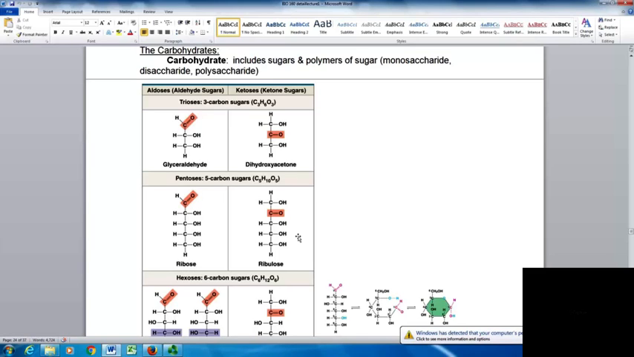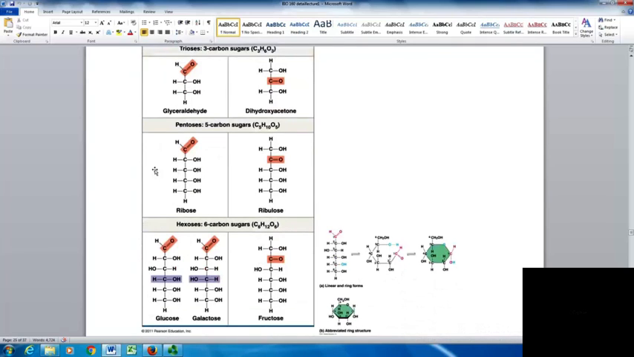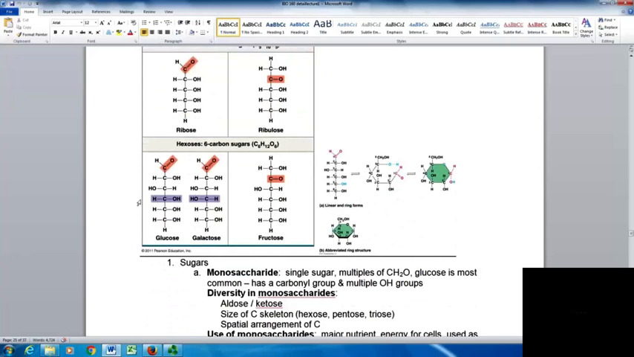So we can have a lot of variation in carbohydrates beyond just being an aldose or a ketose. You can vary the number of carbons in the skeleton. Here with 3 carbon sugars, we've got glyceraldehyde and dihydroxyacetone. Your pentoses or 5 carbon sugars, examples would be ribose and ribulose. And then examples of hexoses or 6 carbon sugars would be glucose, galactose, and fructose.